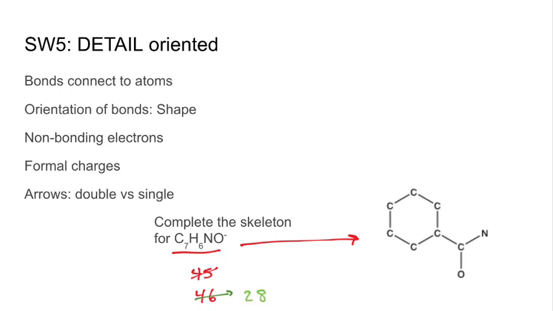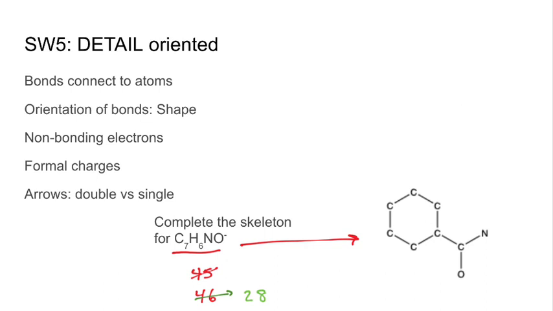This is why you use a calculator. 28. We do horrible on the MCAT. They make you estimate things without a calculator. Okay, so 28. I now need to account for the rest of those electrons. And this, again, is where you can diverge. You can start bringing in hydrogens.